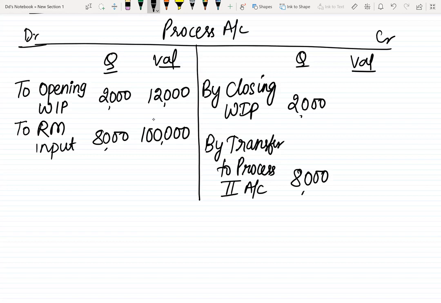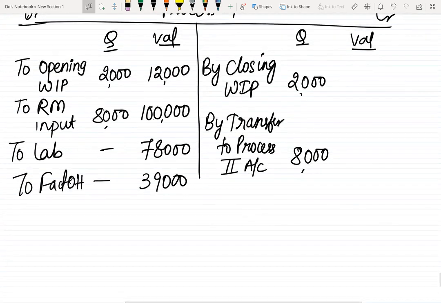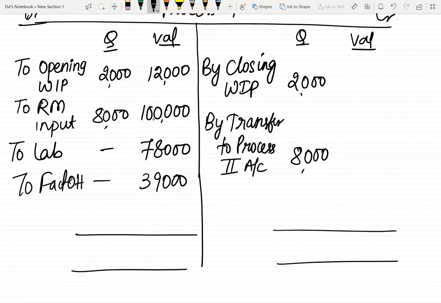Then you have some labor, 78,000, overhead 39,000. Nothing is given, so overhead is considered as factory overhead, right? Now all the items available in the ledger we have taken. Before I go to value, I should first reconcile my quantity, right? So input is 2 plus 8, 10,000. On the other side, 2 plus 8, 10,000.